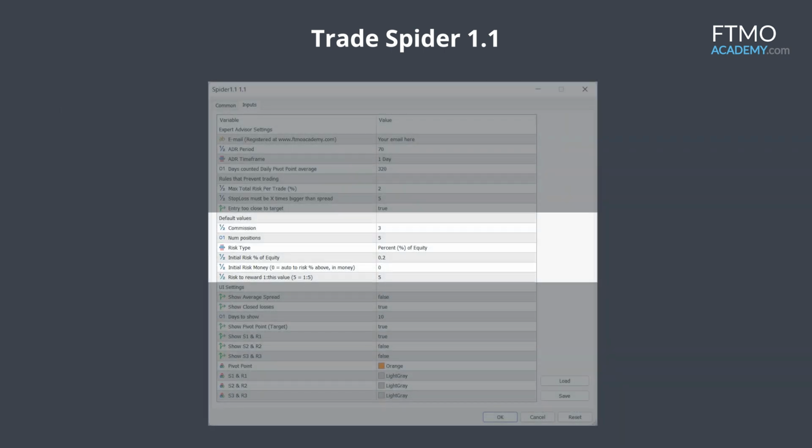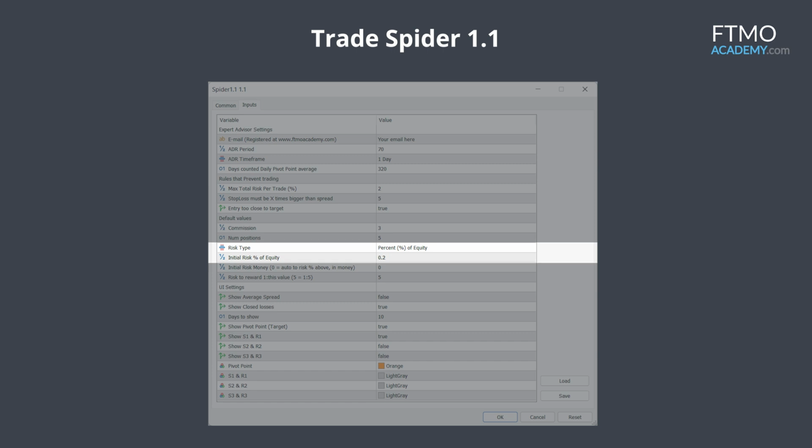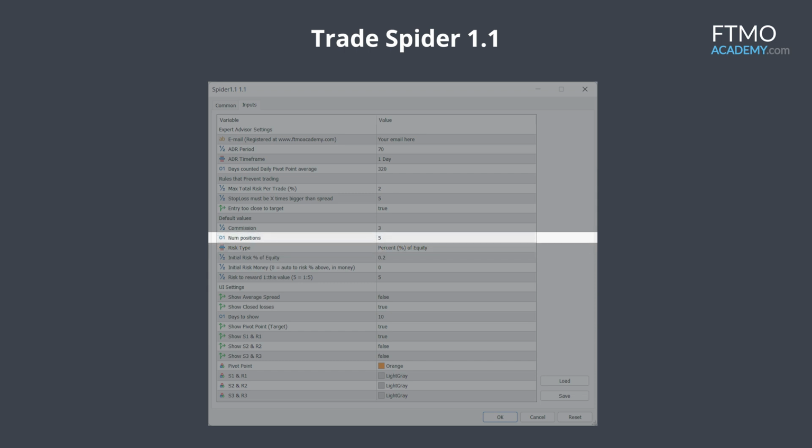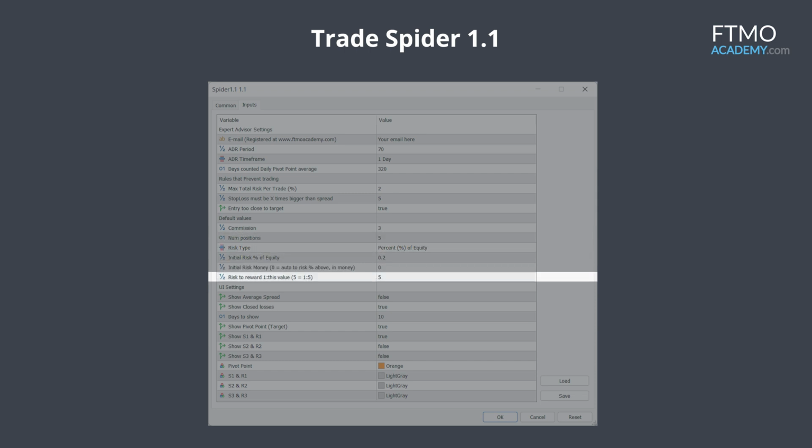Default values in the TradeSpider input settings. Default initial risk is set to a % of equity, so it adapts to your account size. The default number of positions is now 5. Default risk to reward is 1 to 5. These default values are values that I use most of the time when I trade, as you have seen in the Telegram channel, so now they are applied automatically using the automatic SL and TP.